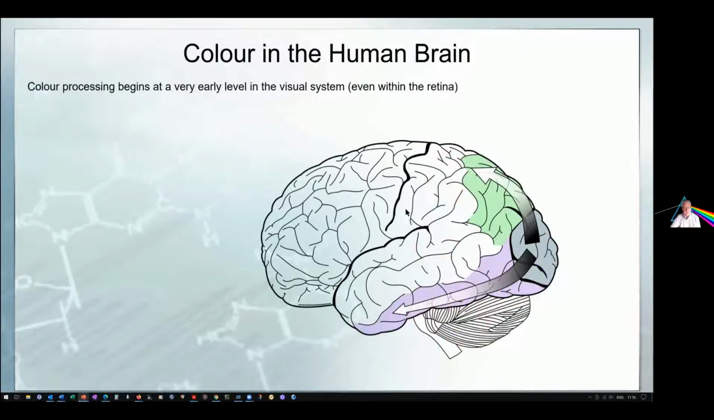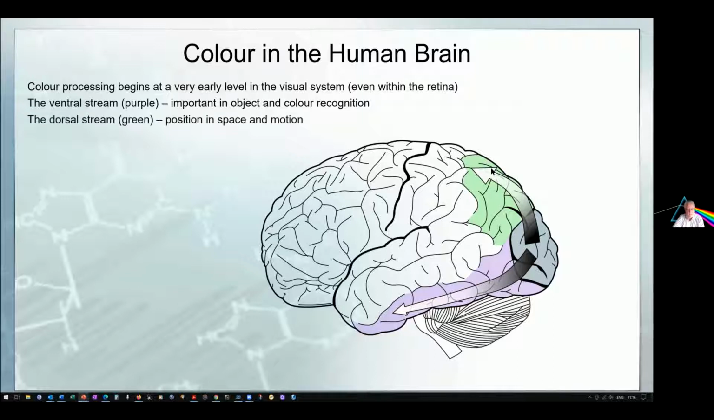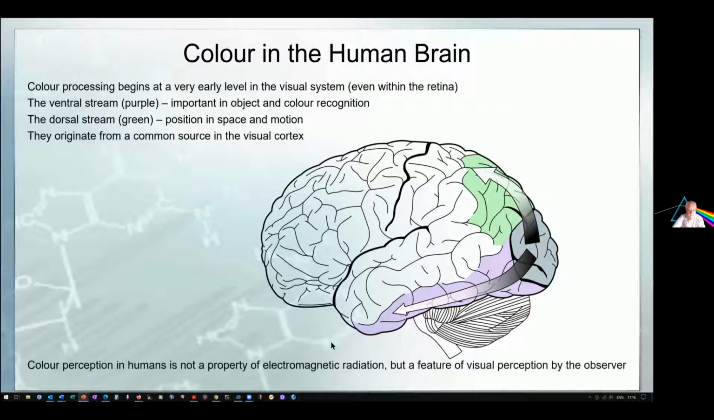So let's look at the brain. Now, the color processing begins at a very early level in the visual cortex. And this ventral stream, this purple area indicated here, is very important for object and color recognition. And the green area, the dorsal stream, is mainly focused on position in space and motion. And they originate from the visual cortex. So color perception in humans is not a property of electromagnetic radiation. It's visual perception by the observer.